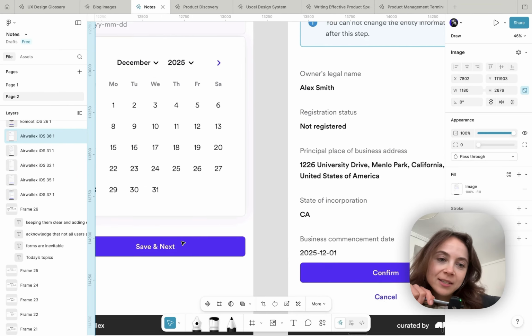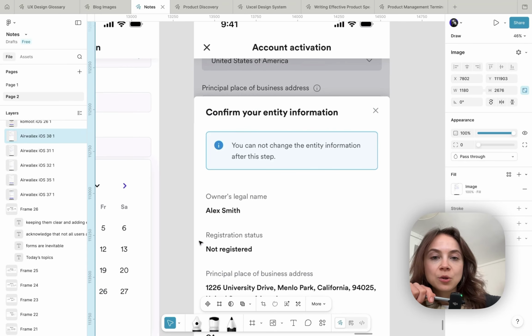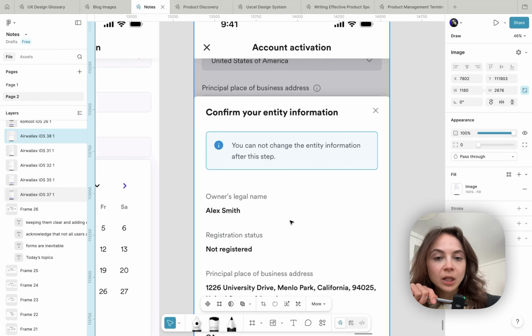And save and next, nice. And we are moving to the final step, which is kind of a high-stake moment, and they are saying about this with this badge, saying that after this step, after the confirmation, you would not be able to change the information. So this is one more way of telling users to look through the information they are providing, making sure that everything is correct, everything is clear.